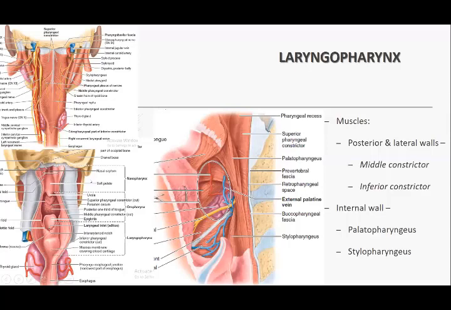Laryngopharynx. This part is the laryngopharynx, so it will be the middle constrictor and the inferior constrictor. ये posterior and lateral walls बना रहे हैं laryngopharynx, ठीक है? And on the inside you have these muscles, जिसमें palatopharyngeus है आपका ये वाला, palatopharyngeus and stylopharyngeus. They form the wall of the laryngopharynx.